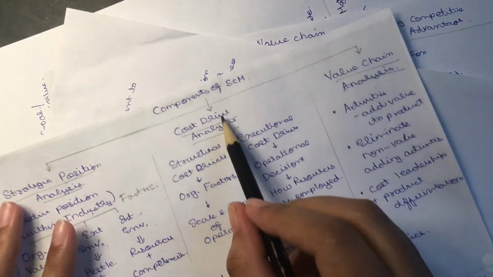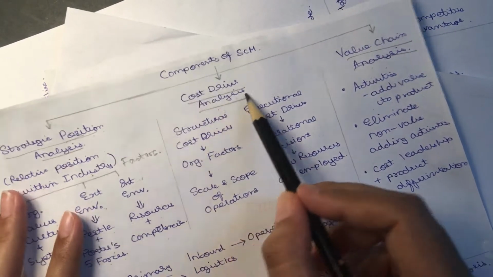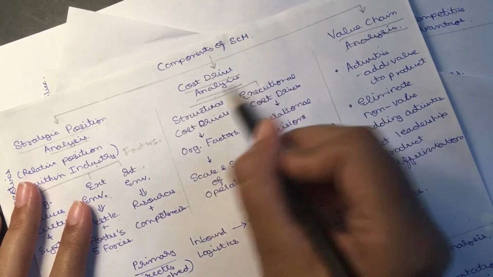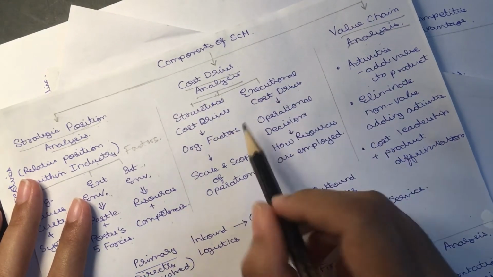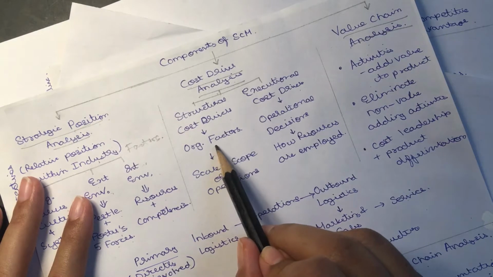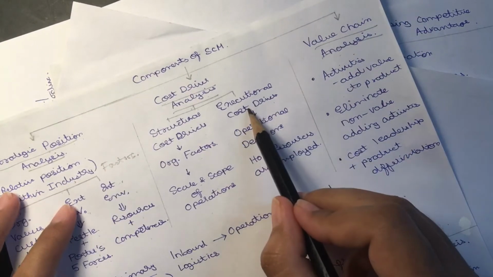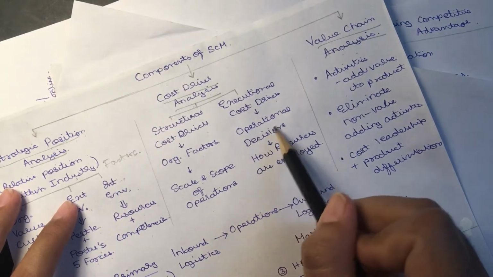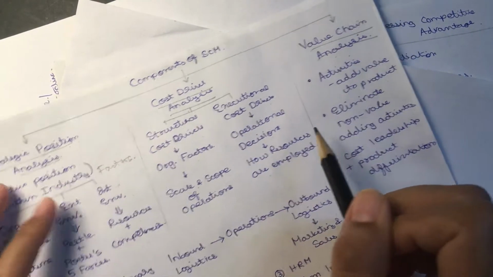The second component of strategic cost management is cost driver analysis. This consists of structural cost drivers and executional cost drivers. Structural cost drivers basically means organizational factors, that means the scale and scope of operations. Executional cost drivers basically means operational decisions taken by the organization, that is how resources are employed.